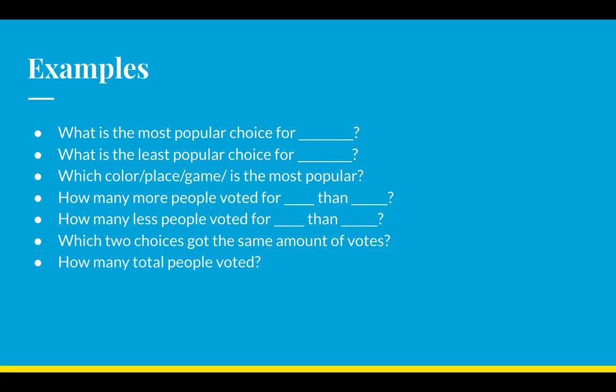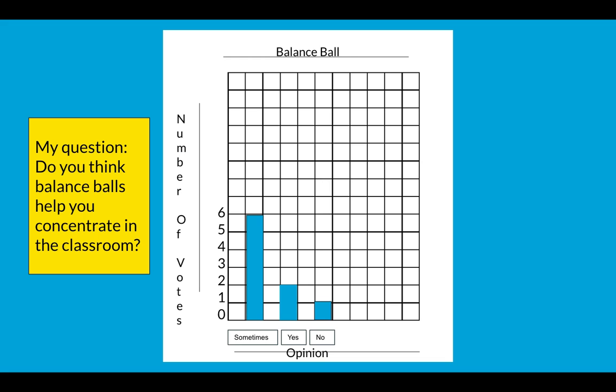You could ask something like, what is the most popular choice for, and then insert what your topic was. So, video game or vacation spot, whatever your topic was. What is the least popular choice? Which color or place or game is the most popular? How many more people voted for one than another? How many less people voted for one than another? Which two choices got the same amount of votes? How many total people voted? Or any other questions you can come up with that the person reading your graph could answer.